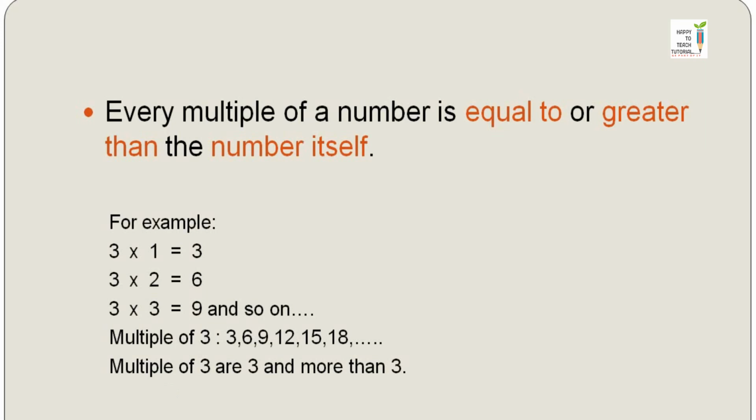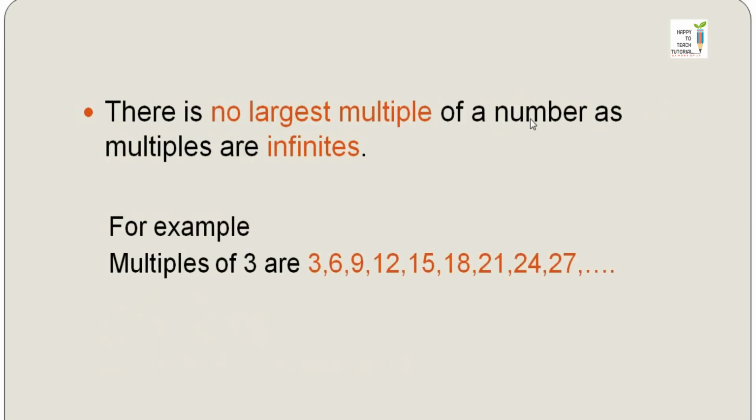Okay. Next, there is no largest multiple of a number as multiples are infinite. For example, multiples of 3 are 3, 6, 9, 12, 15, 18, 21, 24 and so on. A number can have unlimited multiples. So this is the last property of multiples.